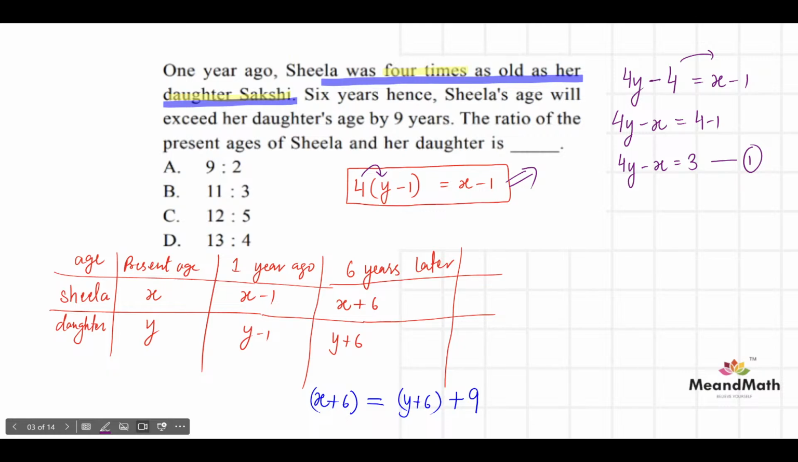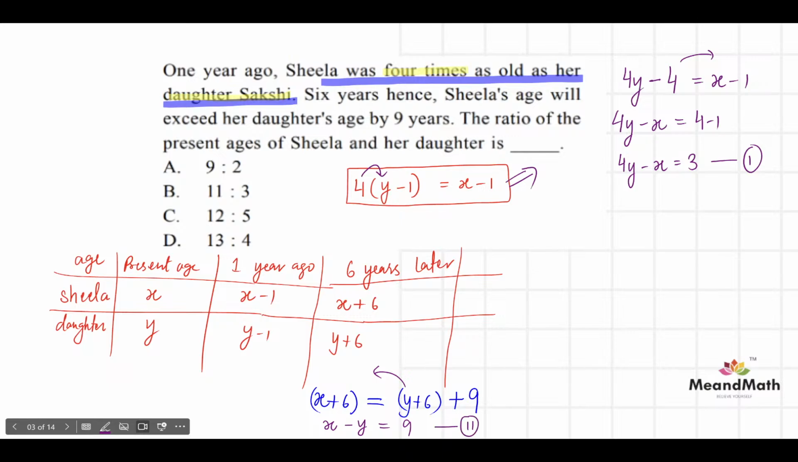Now from here, if we try simplifying it, x plus 6 is y plus 6 plus 9. So from here, can we say that x minus y is equal to, I'm moving it there, 9 plus 6 is 15, take away 6. 15 take away 6 is again 9. So x minus y equals 9. This is the second equation.